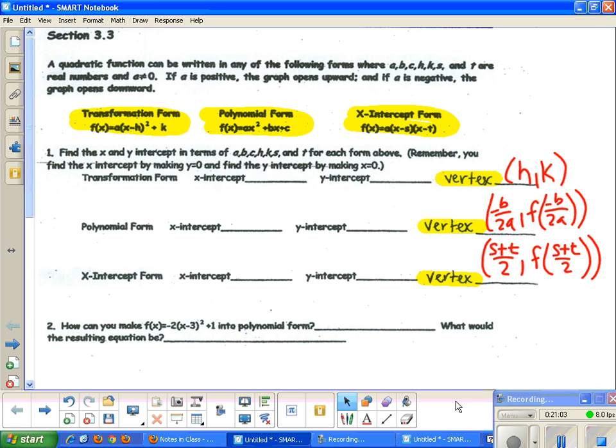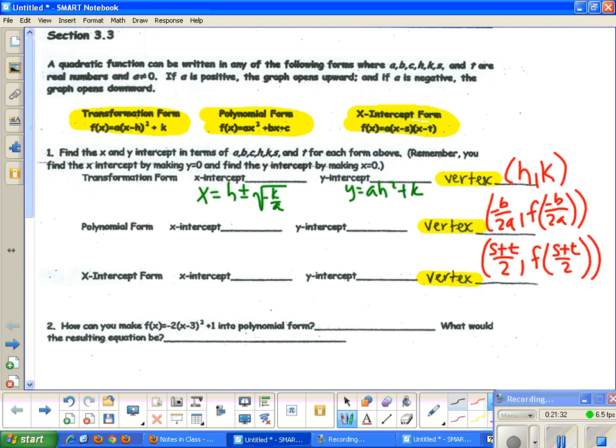I will give you the formulas for x-intercept and y-intercept that they gave in the book, but like I said, I generally don't use these formulas. It's easier just to remember to plug 0 in for y and solve for x, or plug 0 in for x and solve for y. The book gives you for the x-intercept for transformation form h plus or minus the root of negative k over a, and the y-intercept is y equals ah squared plus k.